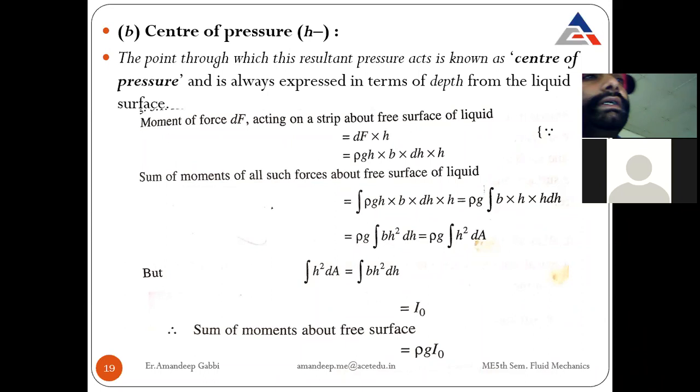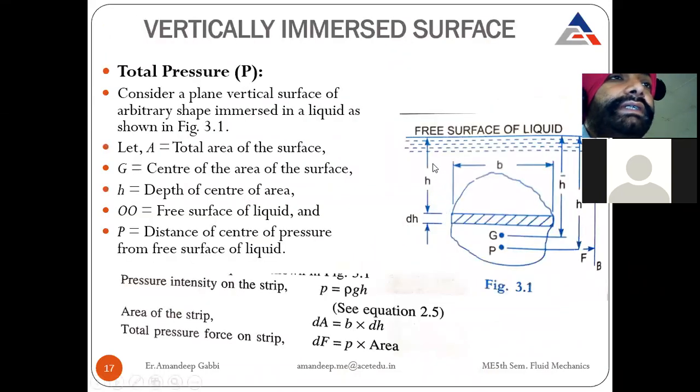Now, first of all, to calculate this h star, that is written on the board also, the distance of center of pressure from the free surface, you must first calculate the moment of force we have found acting on a strip about the free surface. First of all, you have to calculate the moment. Moment is force into the vertical distance.